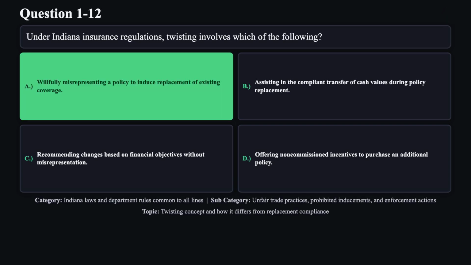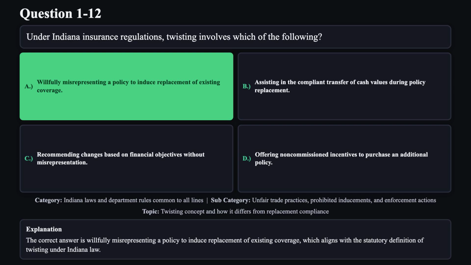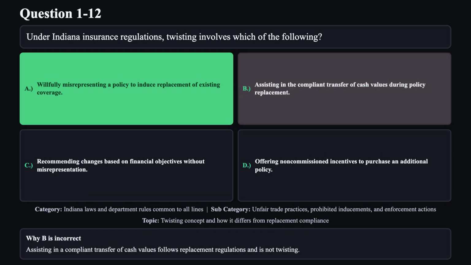The correct answer is A. The correct answer is willfully misrepresenting a policy to induce replacement of existing coverage, which aligns with the statutory definition of twisting under Indiana law. Reason B is not correct. Assisting in a compliant transfer of cash values follows replacement regulations and is not twisting.